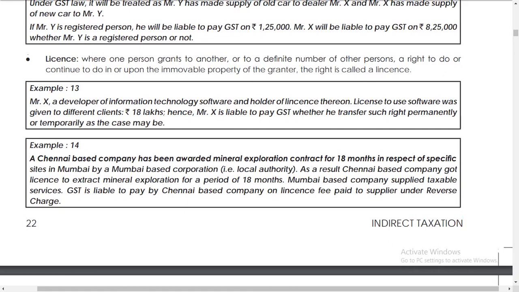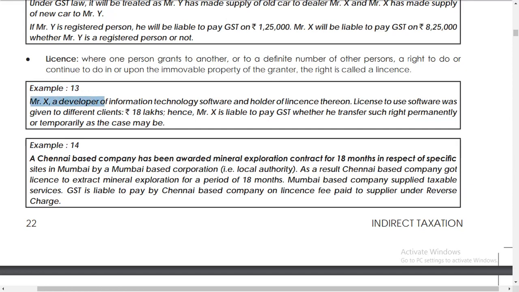Now we are seeing what a license is. A license is where one person grants to another, or to a definite number of other persons, a right to do, or continue to do, something in or upon the immovable property of the grantor. That right is called a license. If I read this sentence you can't understand it, so we'll go through the example and in this way you can understand. Example 13 is very easy, so I'm going to discuss it here.